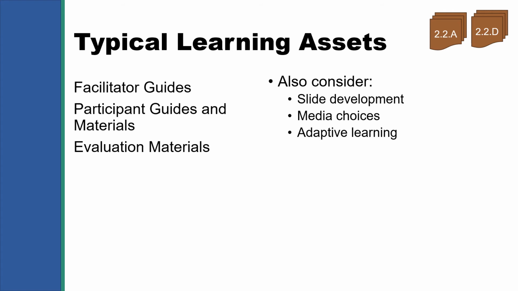The second thing that is typical of learning assets are participant guides and materials. They said that those should have descriptive titles and visuals, and that there's other things that could be included. Some suggestions are fillable worksheets, instruction cards, handouts for activities, assessments, and job aids. And evaluation materials all come back to the objectives. They should be an objective measure of success of those objectives, and they should be devised during the development phase.